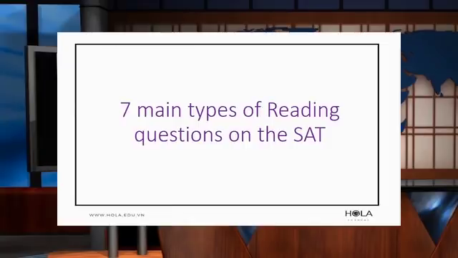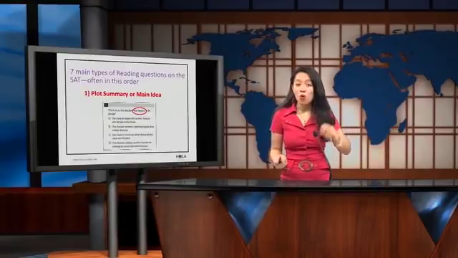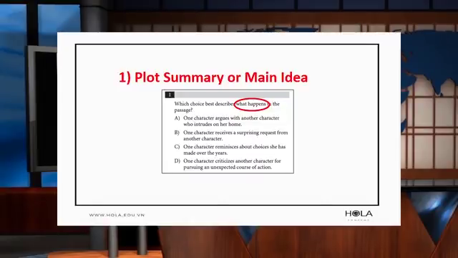Okay, so here are the 7 main types of reading questions, often in this order. 1. Main idea or plot summary or main purpose. These types of questions ask about what happens in the passage or what the main idea of the passage or a particular paragraph is.